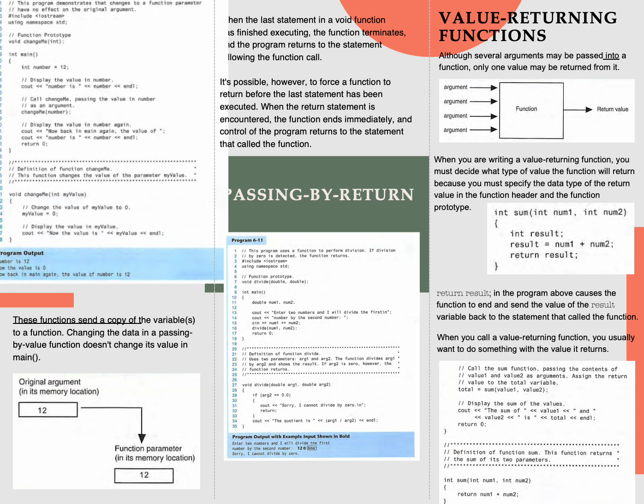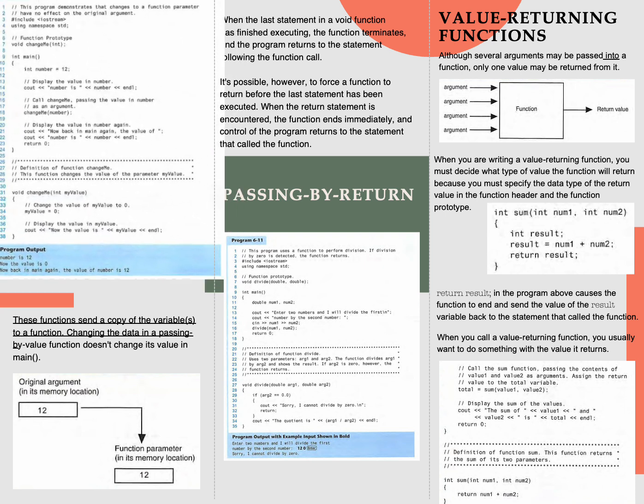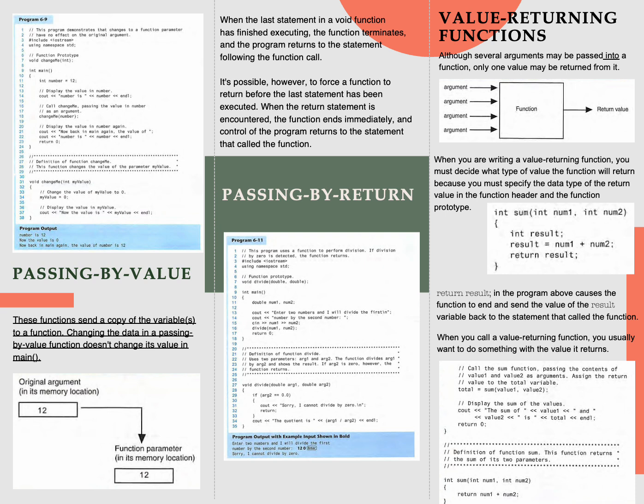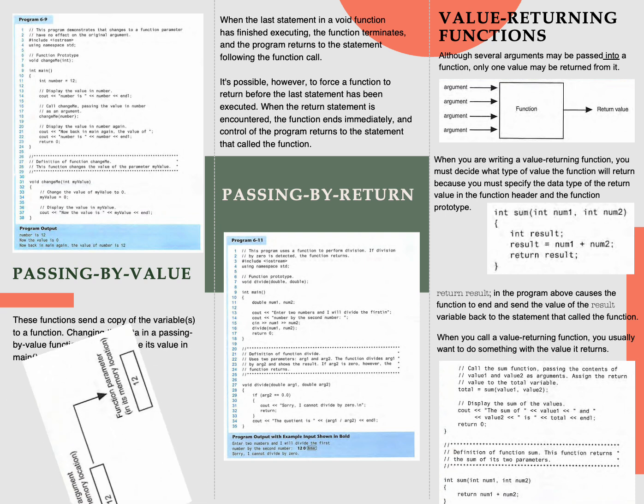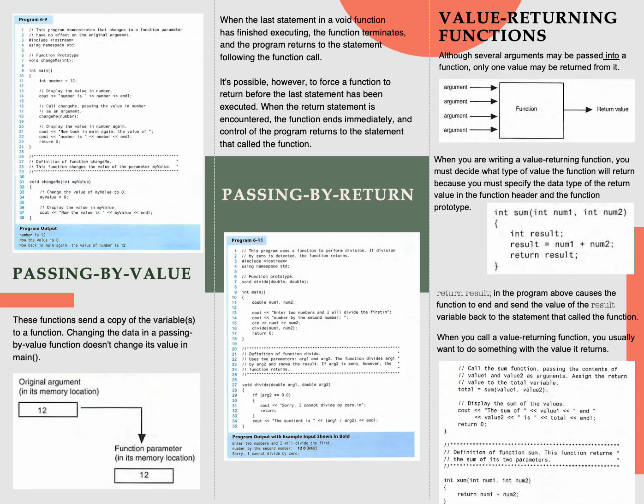Passing by value functions. These functions send a copy of the variables to a function. Changing the data in a passing by value function does not change its value in the main function, and the function has no effect on the original argument.